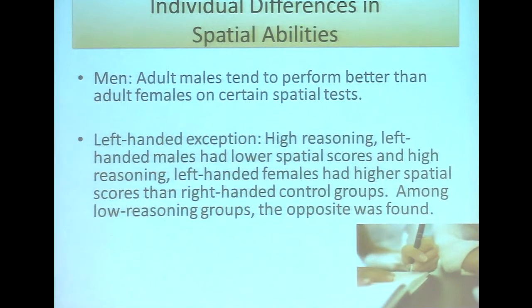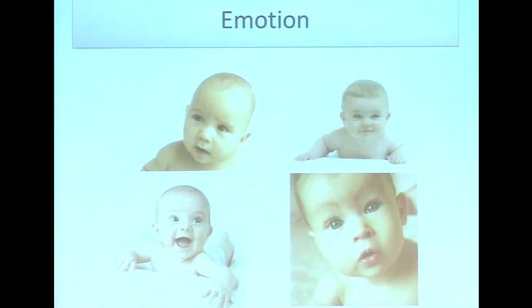Okay, so I'm just going to say it again. High-reasoning left-handed males had lower spatial scores, and high-reasoning left-handed females had higher spatial scores than right-handed control groups. Just an interesting little thing to ponder on. And then among low reasoning groups, the opposite was found. Something to think about.